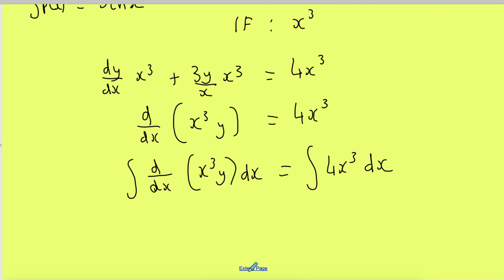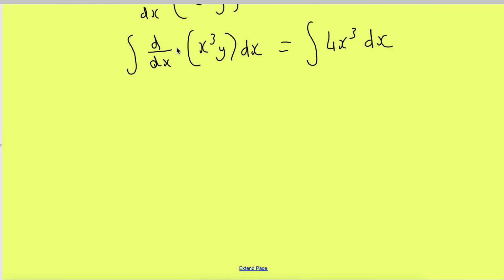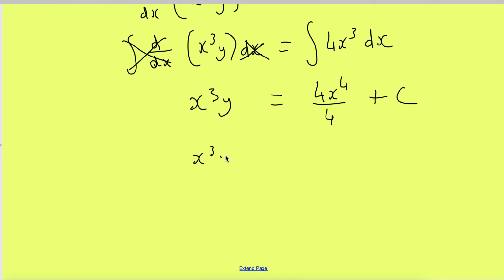Right. Next thing. These, same thing as usual, integrating a derivative. It's just the same thing. Right? Cancel each other off. So I'm just left with x cubed y equals, and I integrate that, which gives me 4x to the power of 4 over 4 plus c. So same thing as always here. Because of the product rule, I can just do that. So that means that x cubed y equals x to the power of 4 plus c. So I'm just going to divide through by x cubed.